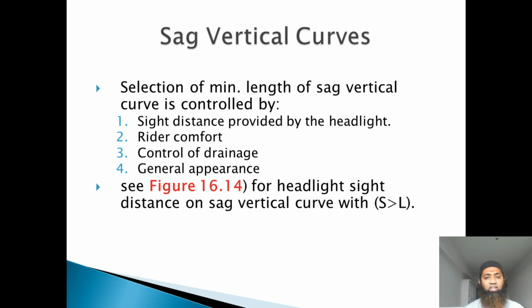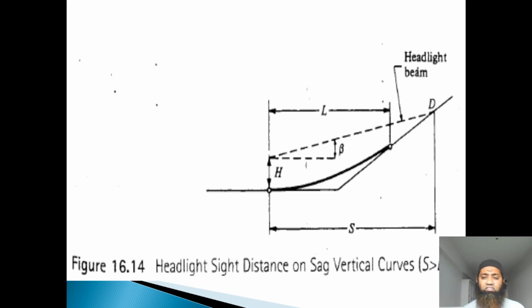You have rider comfort also; the rider should be comfortable. Control of drainage should also be seen there. General appearance: how does it look? It should have a good appearance also. You can see this figure for headlight sight distance on sag vertical curves, where S is greater than L. This is the figure with the headlight beam, the vehicle with passengers in it, and the point D where the headlight beam is so high. So this should be seen.